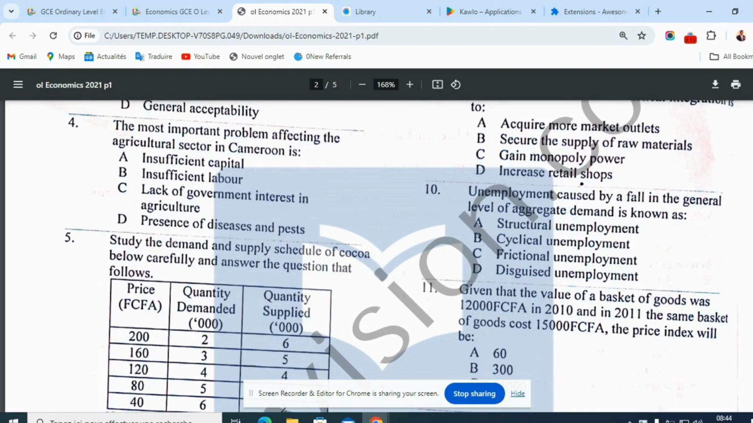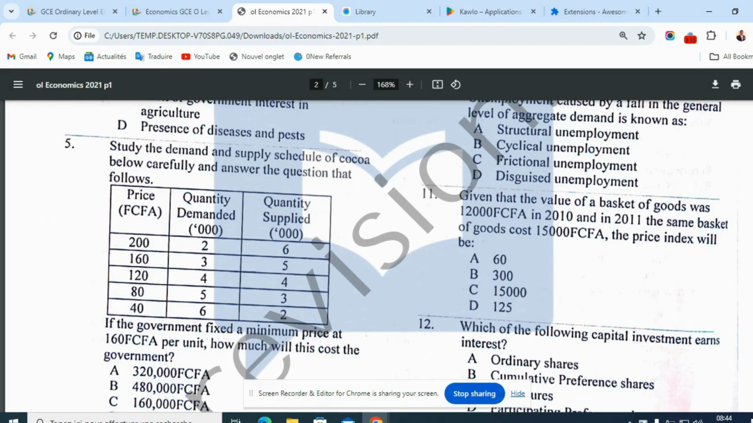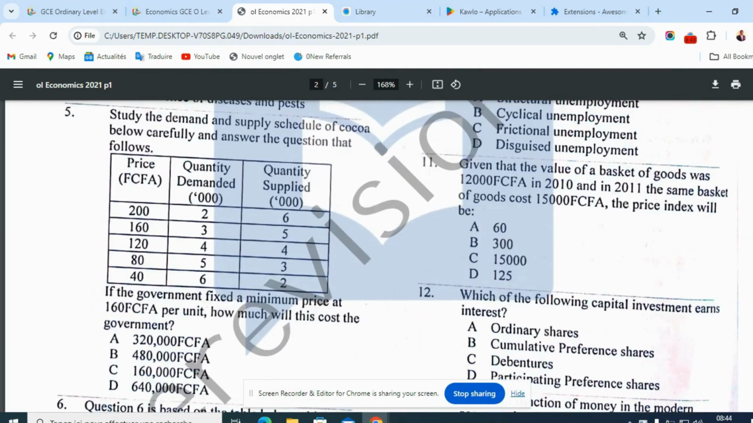It says, given that the value of a basket of goods was 12,000 in 2010, and in 2011 the same basket of goods cost 15,000 francs, the price index will be A, 60, B, 300, C, 15,000, D, 125. So the correct answer, we are on 11. The correct answer here is D, 125. Okay, let's continue.